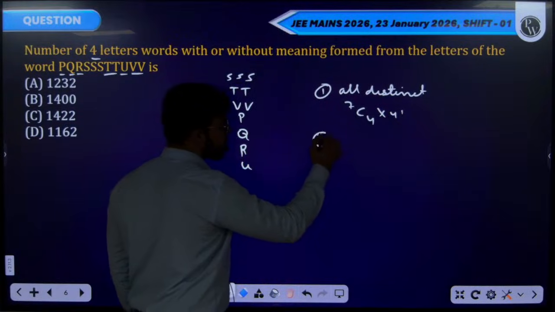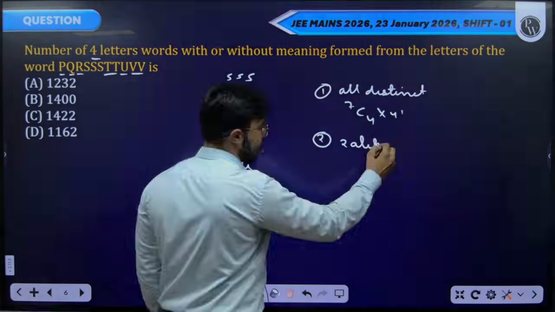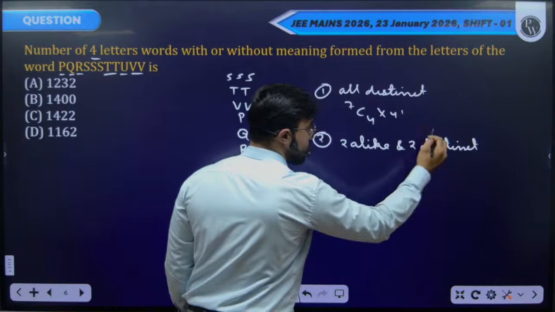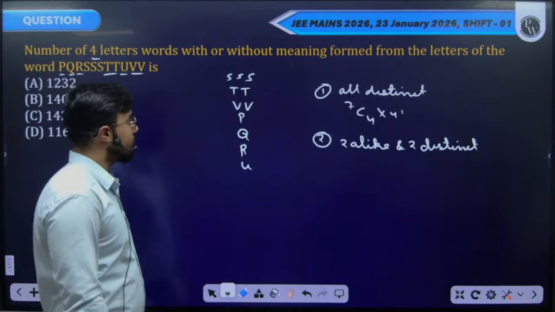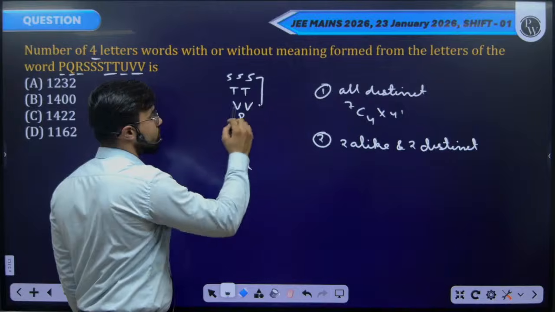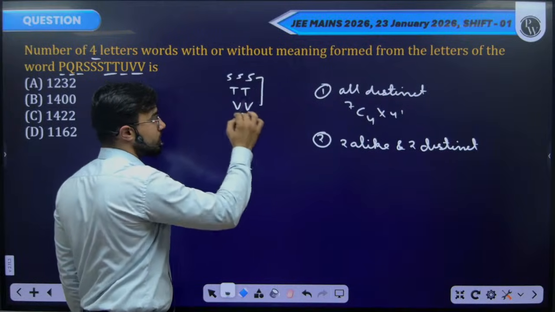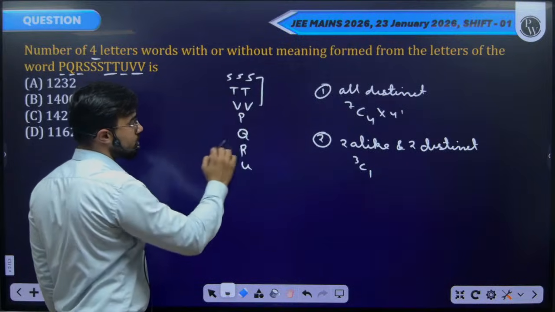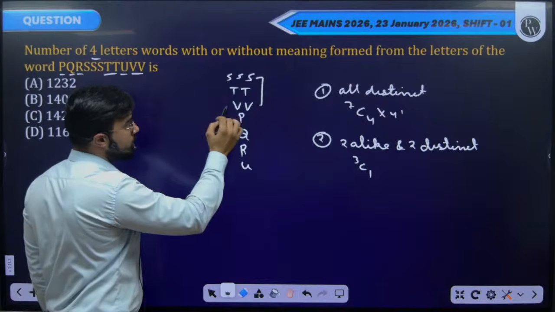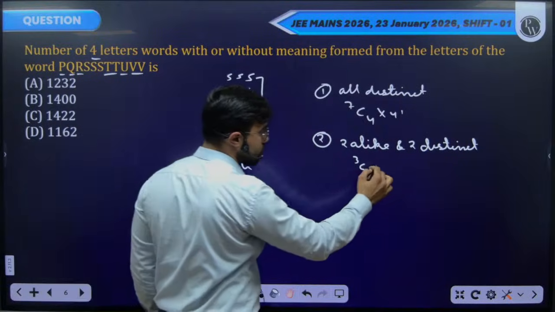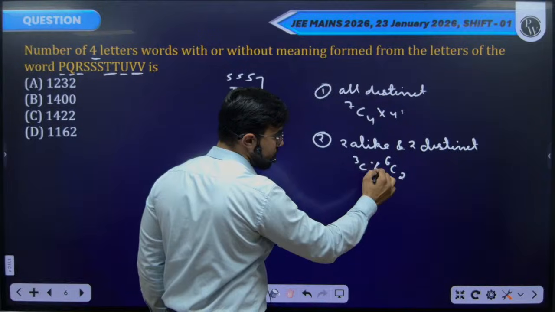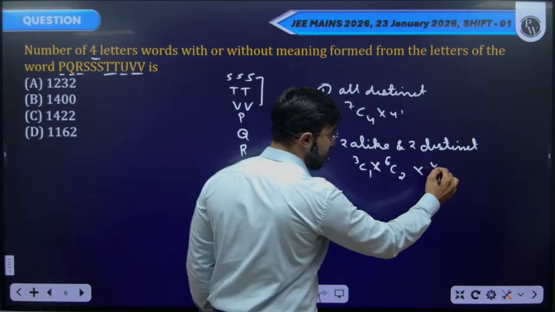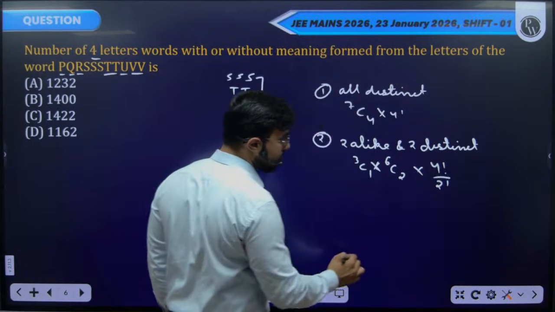Second case, suppose 2 alike and 2 distinct. For the 2 alike letters, you take one out of these 3 pairs, so 3C1. Now if you take one out of these 3, the remaining letters are 6. From these 6 you can choose 2, so 6C2. Now you have 4 letters, out of which 2 are alike. So the arrangement is 4 factorial upon 2 factorial.